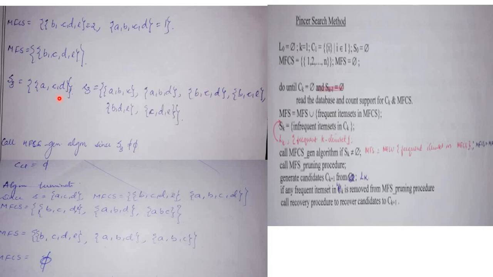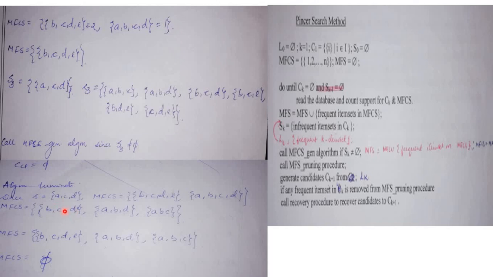Since S3 is not equal to null, I call the MFCS generation algorithm, where I have S equal to ACD and MFCS equal to this, and I see that ACD is not a part of this item set here. So this one remains as it is in MFCS. Next, I see that ACD is a part of this item set here, so I have to break it. First of all, I remove A from this set, I get BCD. BCD is already a part of this one here in MFCS.